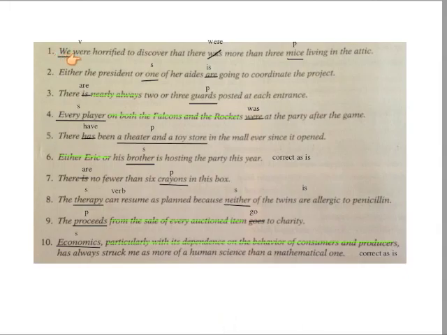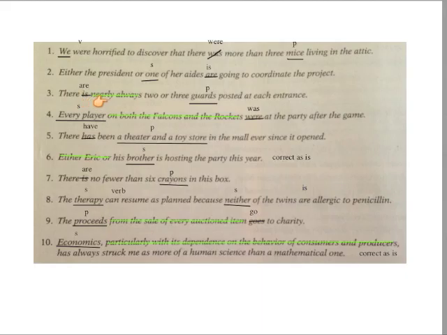So here it says, we were horrified to discover that there was more than 3 mice living in the attic. We is the subject and we were, then that works. The second subject is mice, which is plural, so we need to fix the verb: the mice were. Either the president or one of her aides are. Change the are to is, because one is singular, so we want to change the are to is.